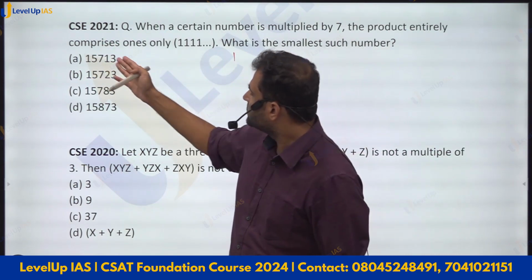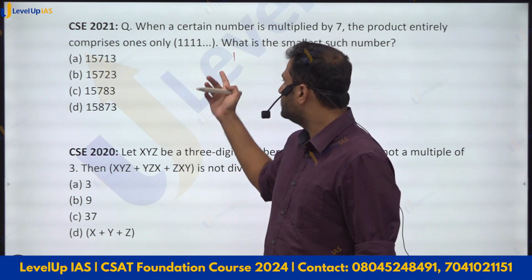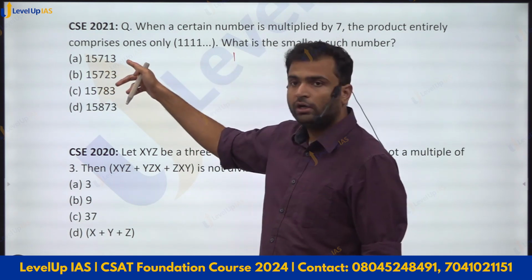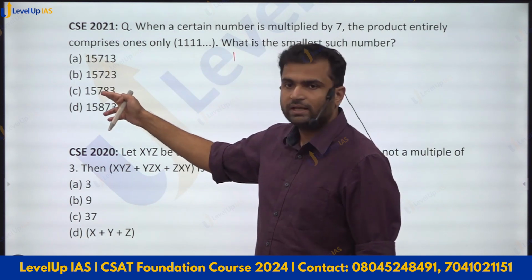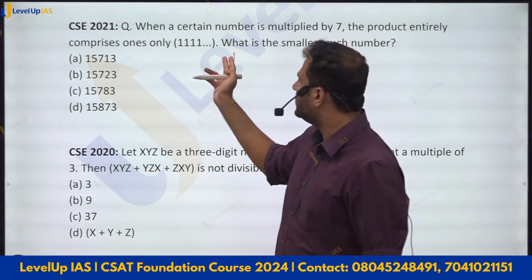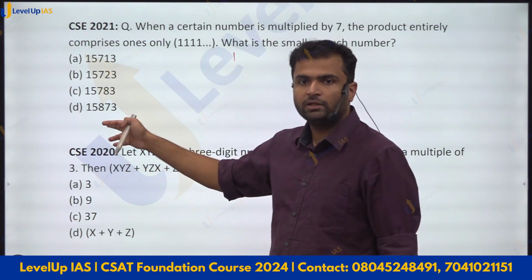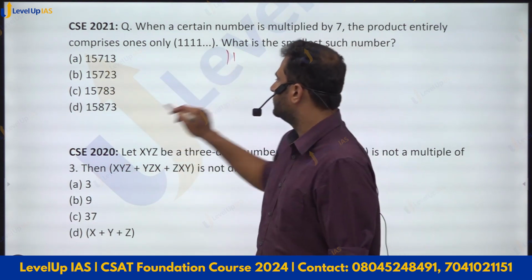Next is 7 1s are 7 plus 2, 9. That is not allowed. 7 2s are 14 plus 2, 16. 6 is not allowed. 7 8s are 56 plus 2, 58. 8 is not allowed. 7 7s are 49 plus 2, 51. So this should be the answer.